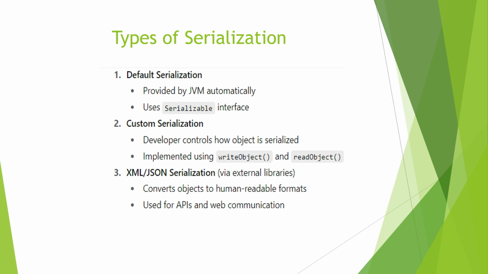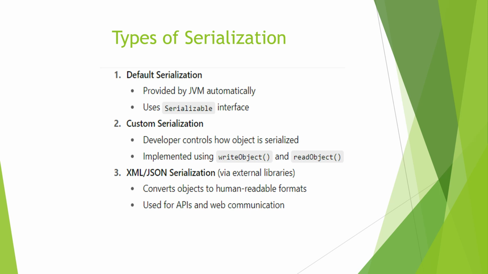So let's see what the types of serialization are. Mainly there are three types of serialization: default, custom and XML. Now the default serialization is automatically provided by the JVM, and it is always used under the Serializable interface. Similarly, in custom serialization, the developer can control how the object is serialized. Basically, in the case of writeObject and readObject, this custom serialization is used.